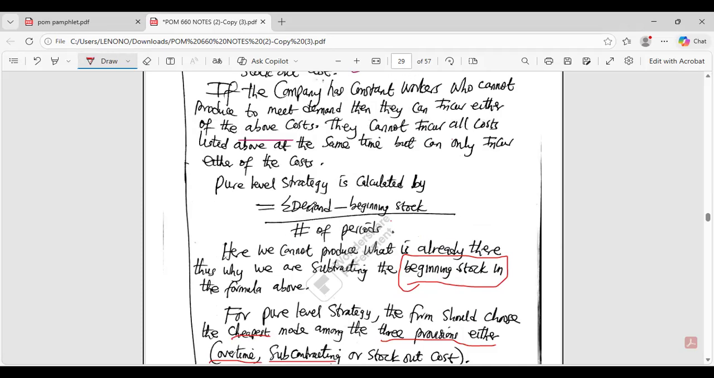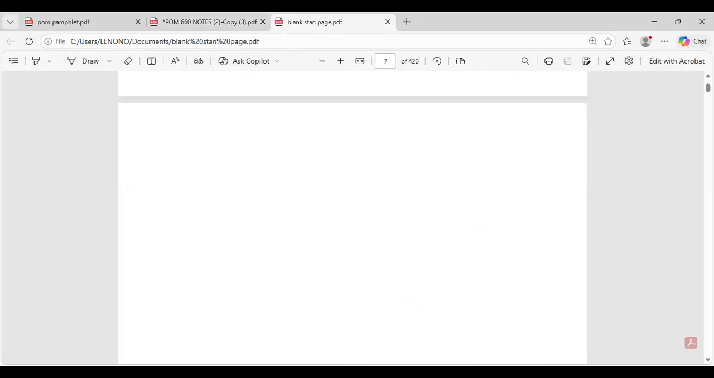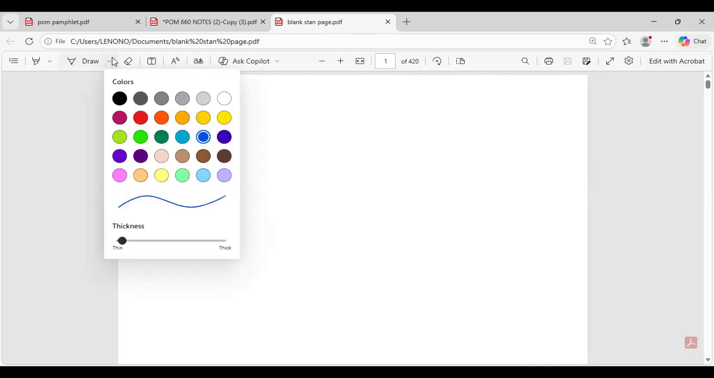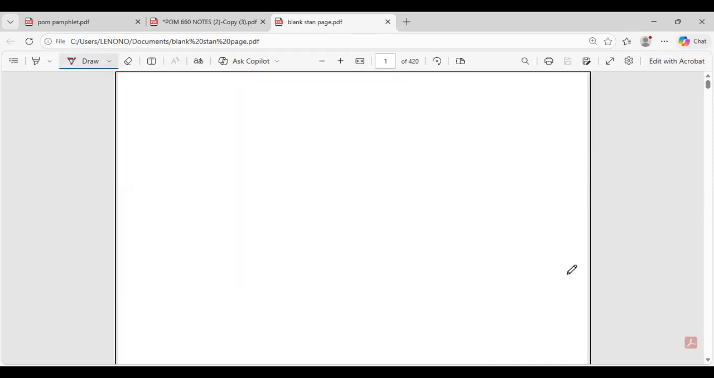So labor production is equal to what? Summation of demand minus beginning stock over the number of periods. That's how you get the labor production. Okay, I'm sure we are together so far. So you need to understand what chase means.